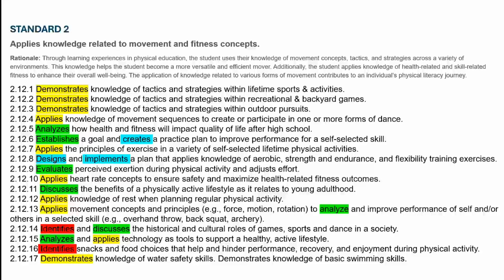So if I'm looking at standard two, and we are, let me make sure I'm here yet. We're in the green verbs. That's what I thought. Analyzes how health and fitness will impact quality of life after high school. I'm creating a scenario for this, and giving them someone maybe in their 20s, right? Because that's closest to their age. And put them in a scenario: they've just graduated college, they're in the workforce, and they're working 60 hours a week, and they've got a family at home. How do they make time for exercise?